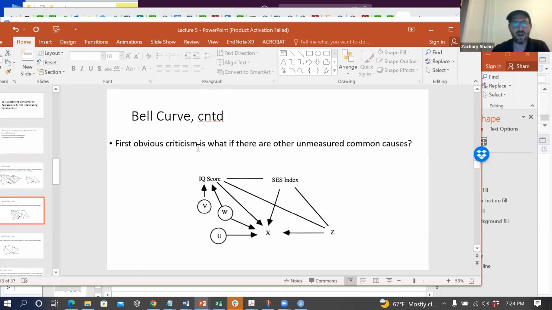tries to interpret the resulting high coefficient of IQ as causal. So the first obvious criticism of this approach is that there could very easily be unmeasured common causes like W here. Everything in a circle is unmeasured common causes of IQ score and the outcome, right? And if there were such a variable, that would be a backdoor path. And so the regression that just adjusts for socioeconomic status and Z would not yield an unbiased effect estimate.